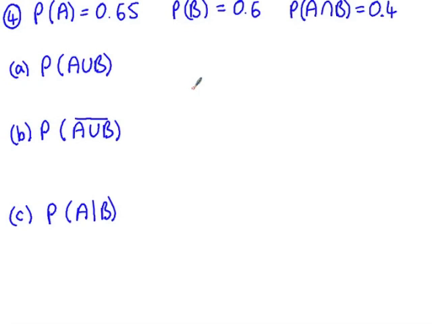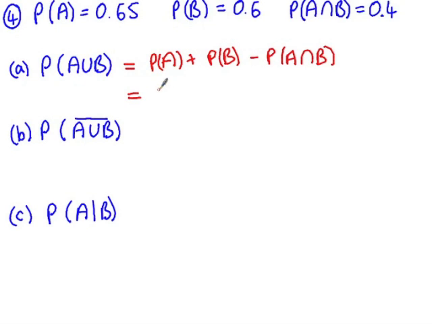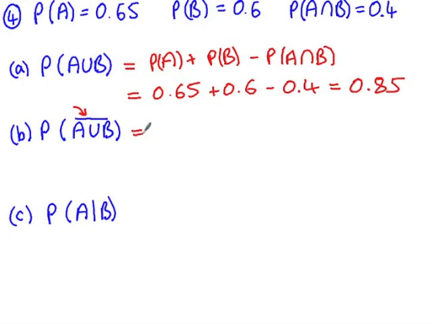Try this example without using a tree diagram, but just using the rules of probability from earlier. Probability of A union B, remember, is the probability of A plus the probability of B, subtract the probability of A intersect B. So in this case it's 0.65 plus 0.6, subtract 0.4, 0.85. This line here means we're looking for the complement of A union B. So this is 1 minus the probability of A union B. So 1 minus 0.85, which is 0.15.